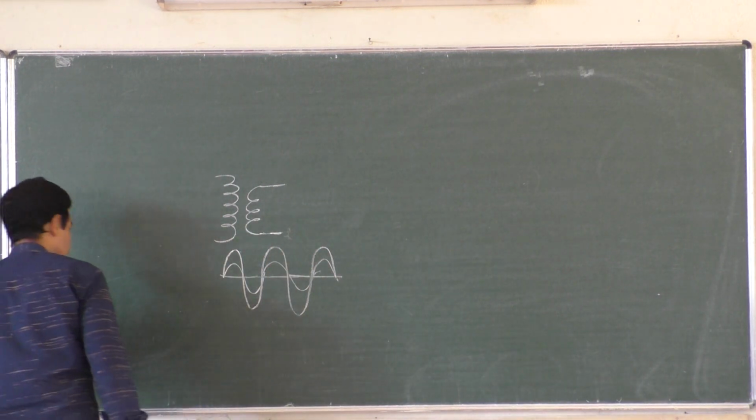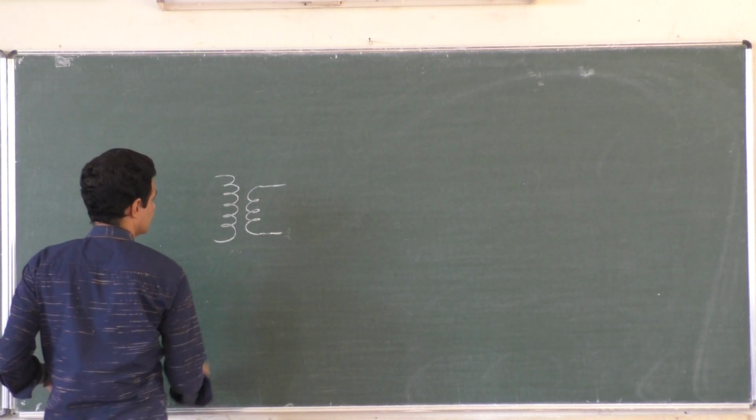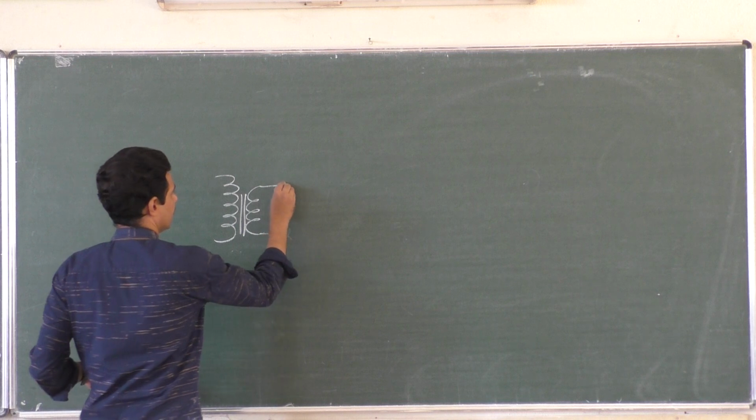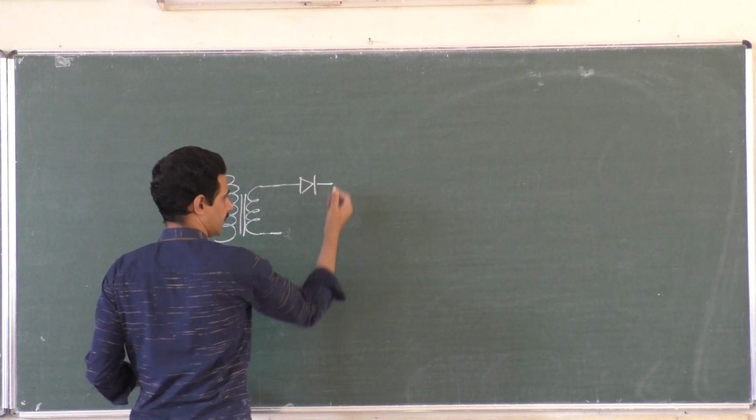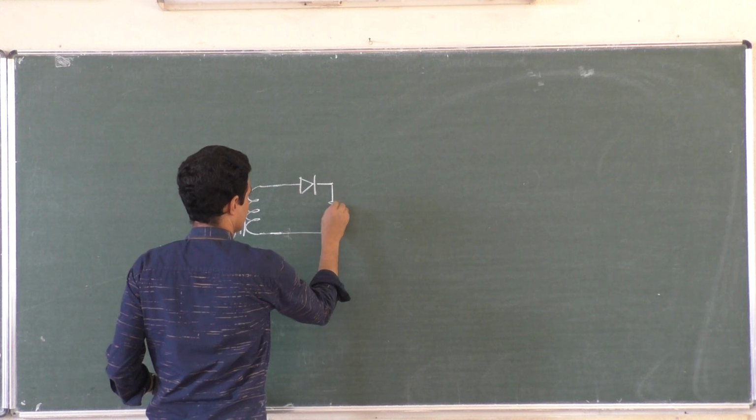So I'll drop this now. Yes. So we have a transformer, and this is the iron core, and we have a diode here, which is the rectifier, right? Diode itself is the rectifier, and we have a resistor like this.